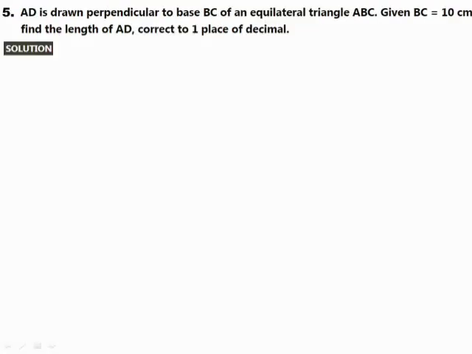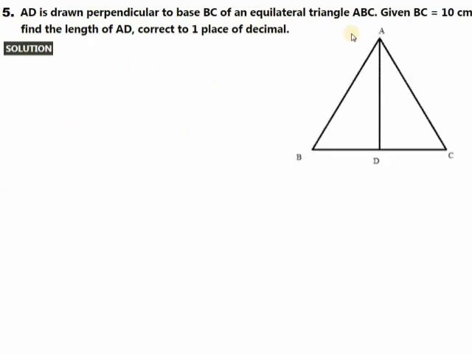So this will be the last question for the day, which says AD is drawn perpendicular to the base BC of an equilateral triangle ABC. So if you understand this question, there is an equilateral triangle ABC, and AD is drawn perpendicular to base BC. So AD is perpendicular to BC. Basically this means that this is 90 degree and this is also 90 degree. We are given BC is 10 centimeter, this entire thing, remember. You need to find the length of AD.